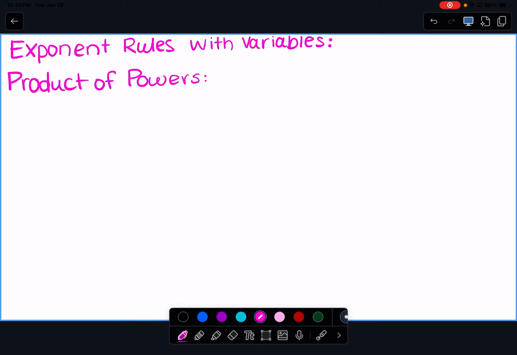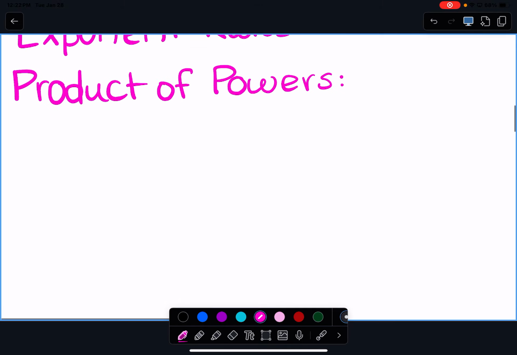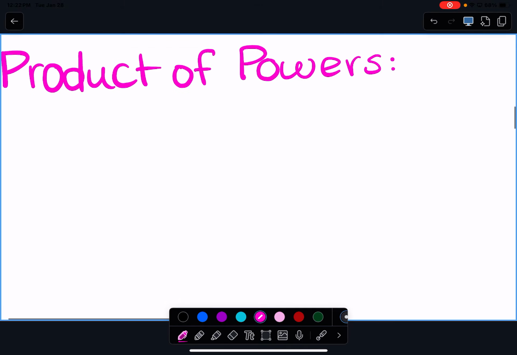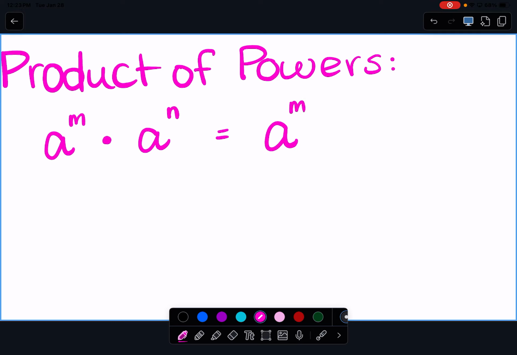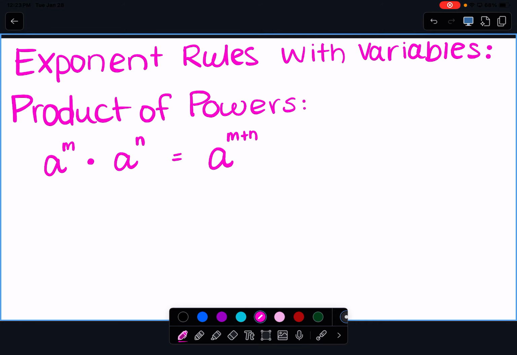And then underneath that, we're going to do the rule. So the rule for this one is where we have two things: a to the m times a to the n. They're getting multiplied together. They have the same base, but different exponents. When I multiply two things with the same base, what do I do with their exponents? Add them. So it'll be a to the m plus n. And so we put the rule right there.